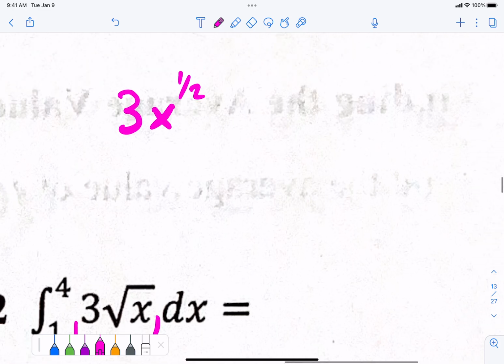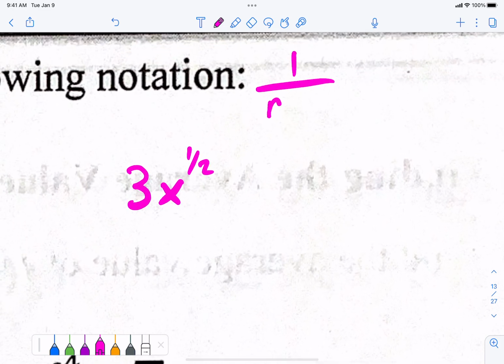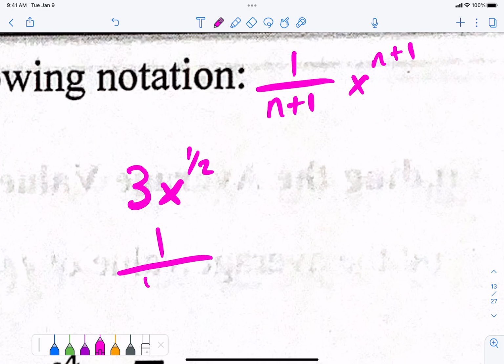Now the deal here is, if you need to write the equation again, 1 over n plus 1, x to the n plus 1. So I have 1 over 1/2 plus 1. And instead of it being x, it's actually 3x. And then to the 1/2 plus 1 power, right?